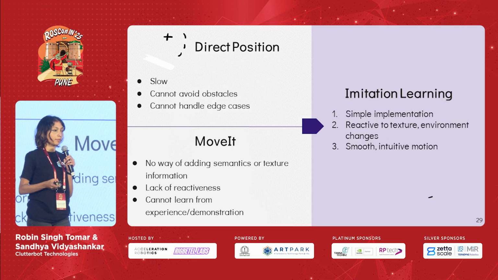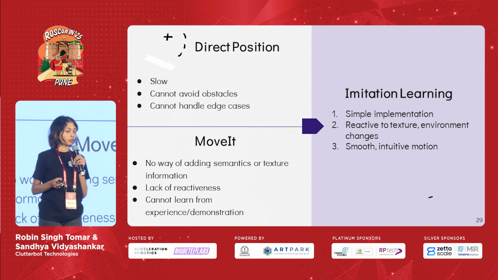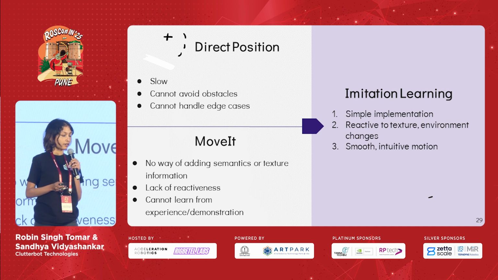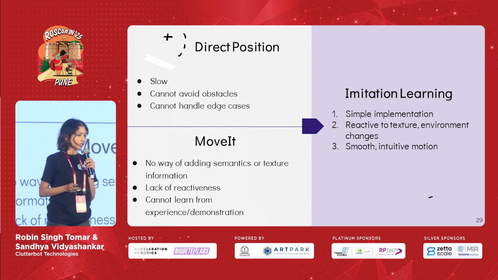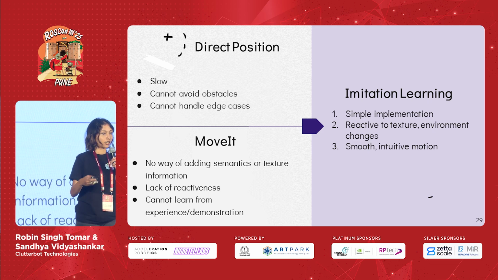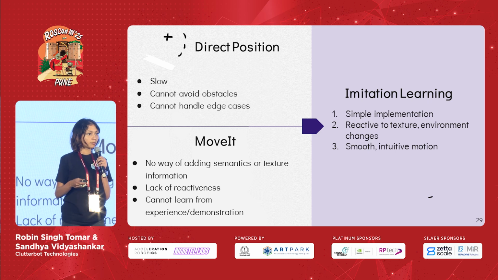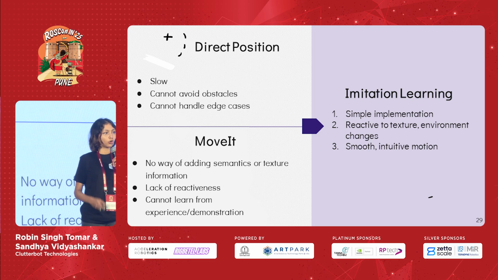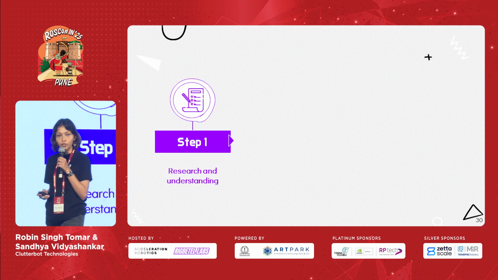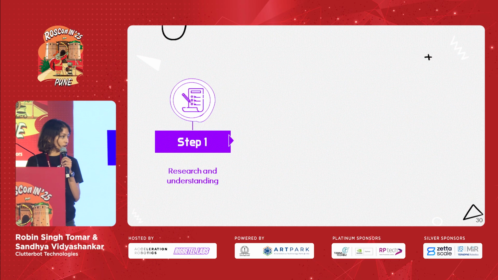Most of you are already familiar with imitation learning, but why we went forward with it was mainly because of its simple implementation, the fact that it's really reactive to environmental changes, and also gives us very smooth and intuitive motion. Our robot is a very consumer-facing robot. So we want somebody to look at the robot move and think, oh yeah, that's how I would have done that. So how exactly did we go about implementing this solution on Rovi?